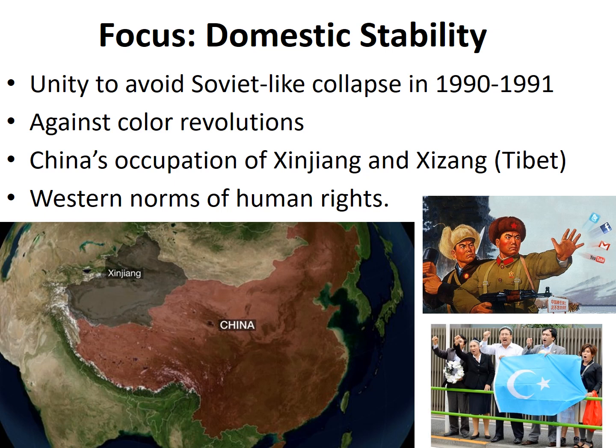China's occupation of Xinjiang, or Tibet, is in contradiction to Western norms of human rights. And China has responded aggressively to unrest in Tibet since 2008 and among the Uyghurs in Xinjiang province. China is opposed to the presence of NGOs that may fuel domestic unrest.